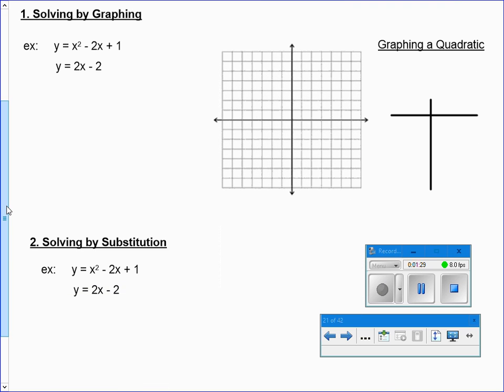So first we'll go over solving by graphing. We already know how to graph lines. We've reviewed this in the previous videos, so we go ahead and graph the line first. The y-intercept is negative 2, the slope is positive 2 over 1, so I count up 2, right 1. And then when I run from the other way, down 2 and left 1.